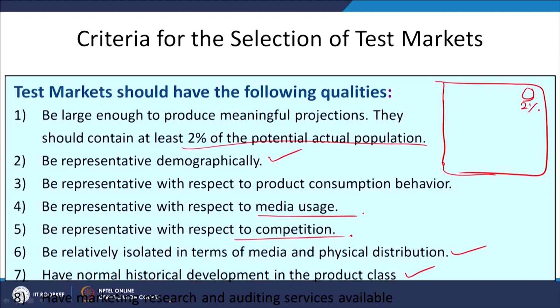Okay. Last, have marketing research and auditing services available. This place which I am testing as a test market should have all the facilities for conducting research and auditing the services that I am going to give to the consumers, my retailer and the entire distribution channel. Okay. So, this is all we have.